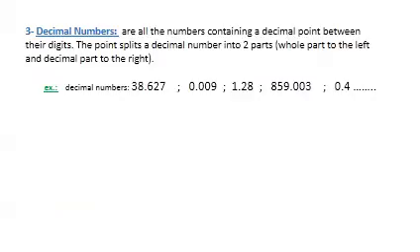Now the third group is the decimal numbers. What do I mean by the decimal numbers? They are all the numbers that contain a decimal point in their digits, like 38.627. It's a decimal number because we have two parts, the whole part, which is 38, and 627, which is the decimal part, and they are separated by a decimal point.